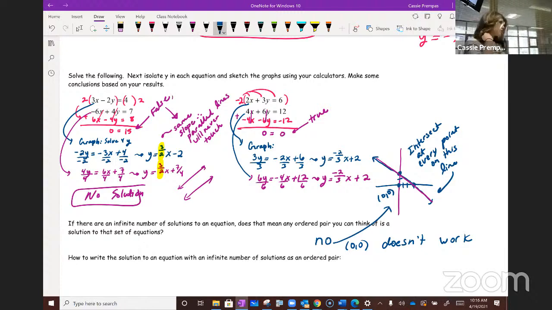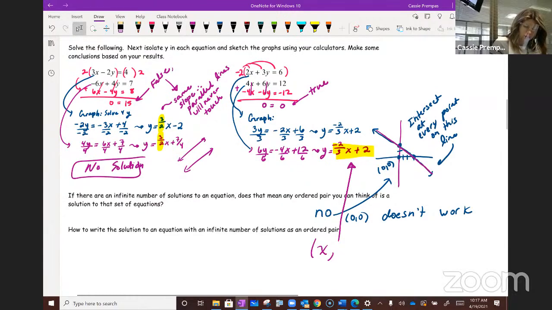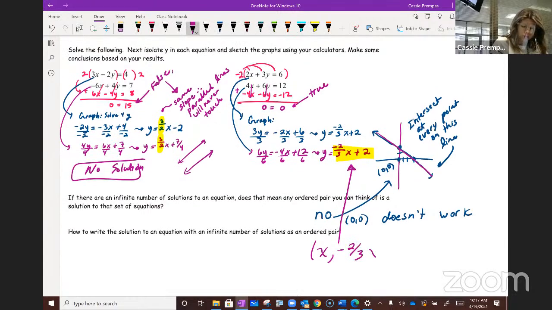So Daniel, answer the next question for us. How do we write the solution to an equation with an infinite number of solutions as an ordered pair? Every x works that fits this y. Every single x works that fits this output. What is that output? -2/3 x plus 2.